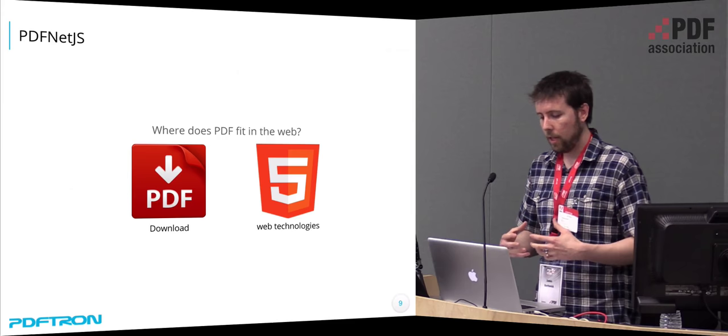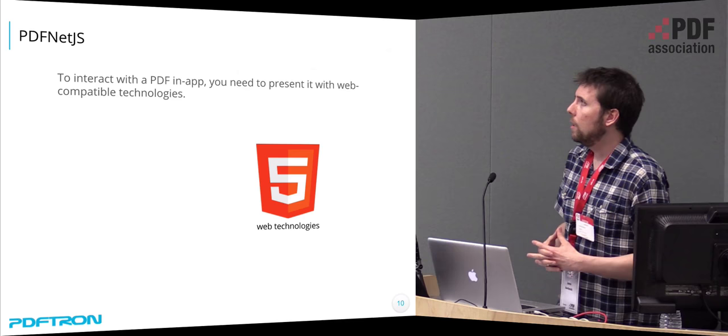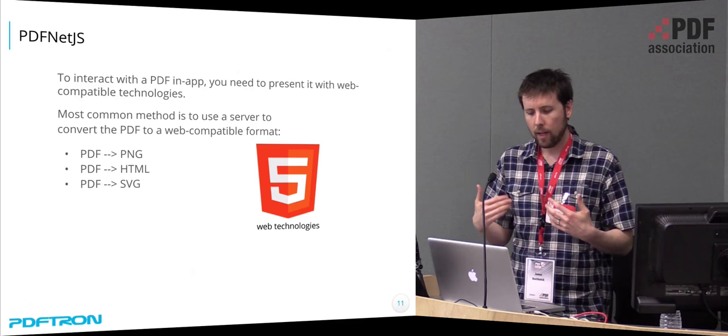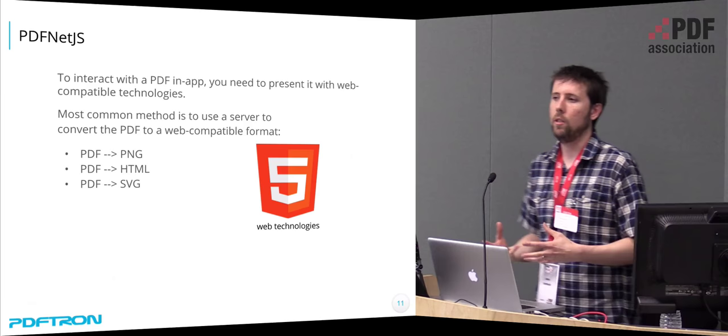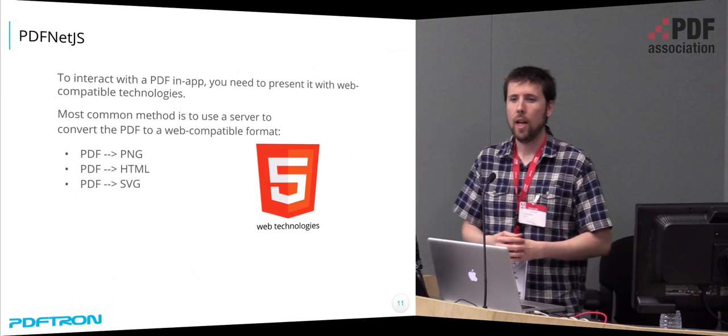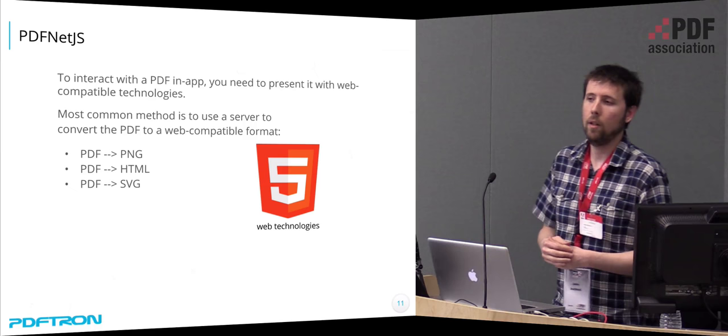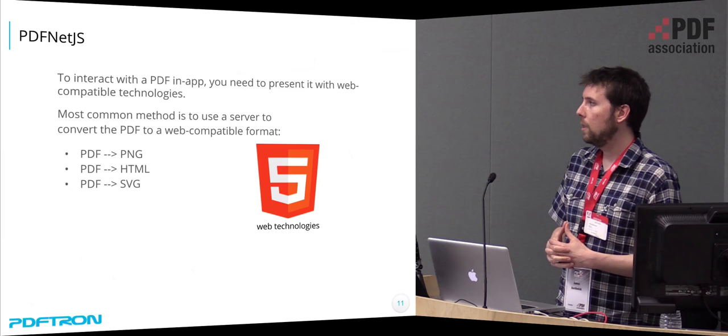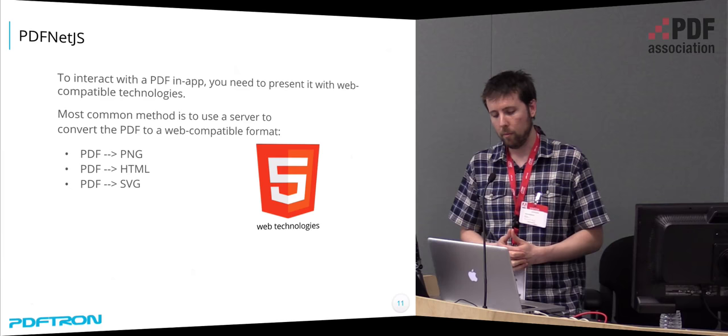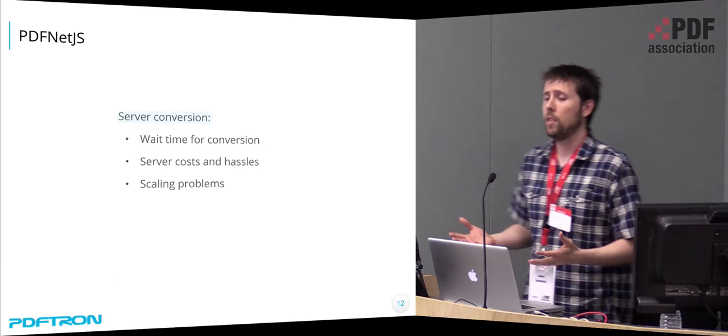If you're doing it on the web, you need to do something with it using web technologies. So typically when the user wants to do this within a web app, the PDF will be converted to some sort of web-compatible technology, meaning a technology that the browser naturally knows how to deal with and render. So it's converted to PNG, HTML, SVG, one of these formats. These are solutions that we at PDFNetJS have been offering our customers for years, and for some cases they are acceptable for what the app wishes to achieve. But they all suffer from a drawback: they all require server conversion.